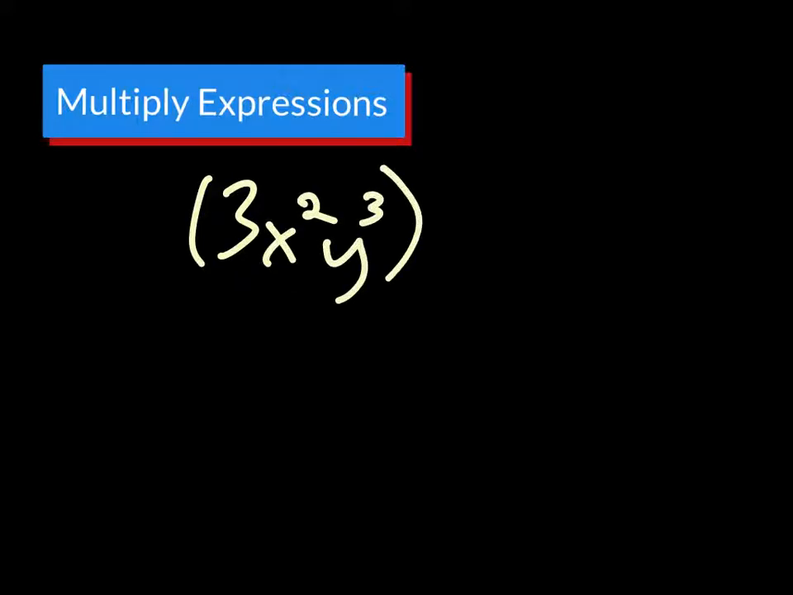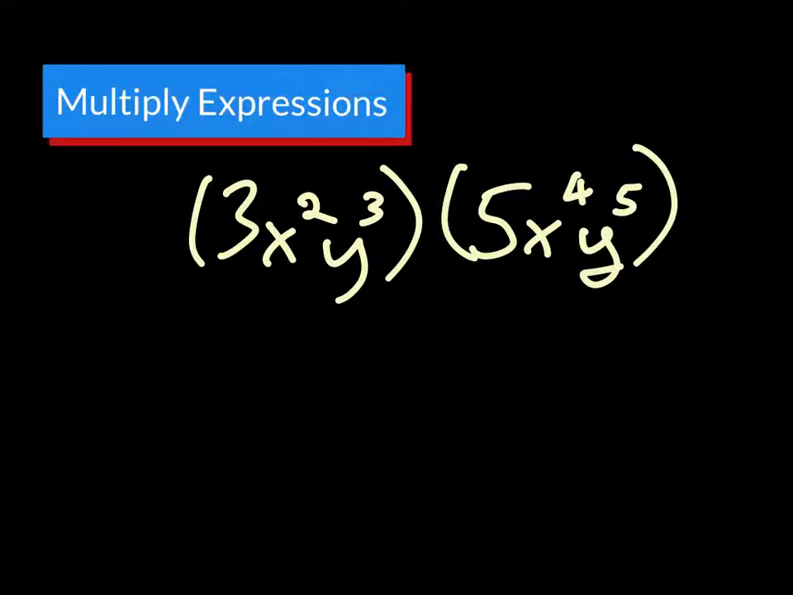So the final example is going to be a little more complicated. Here we have 3x squared y cubed times 5x to the 4th y to the 5th. Now, although it looks more complicated, the process is the same. Step 1 is to multiply the numbers or numerical coefficients. So 3 times 5 is 15.